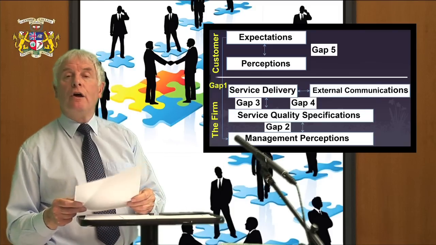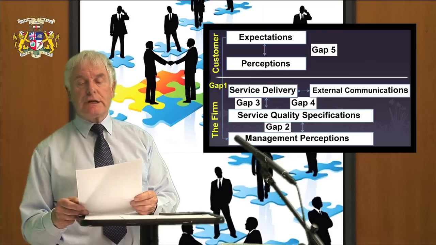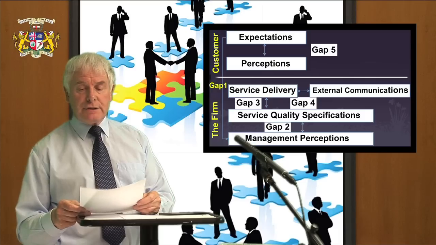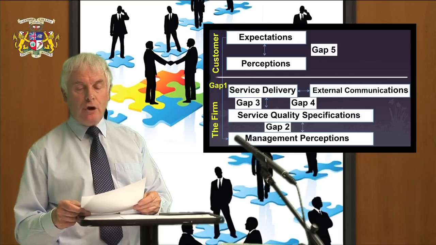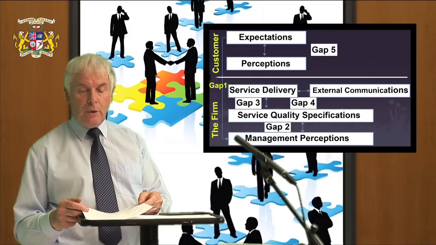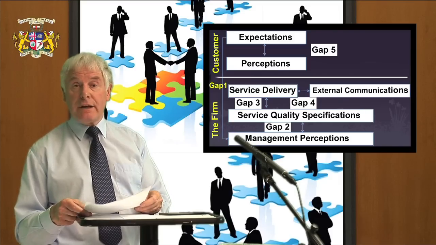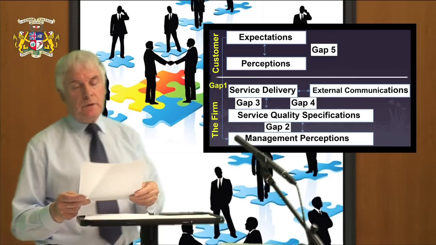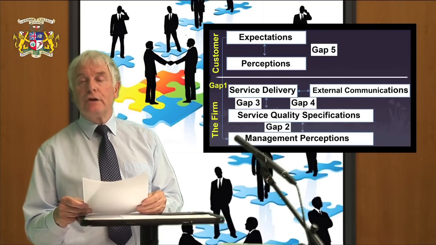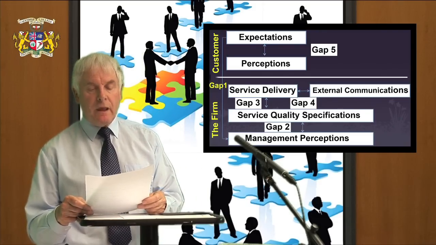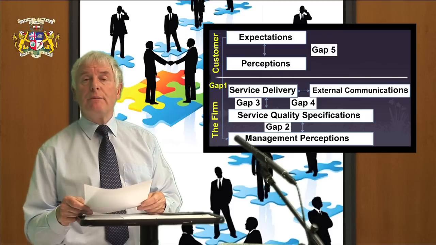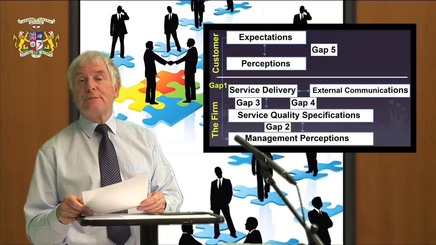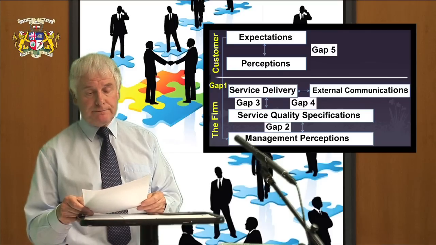Gap 3, the service quality specifications and service delivery gap. There are guidelines that may exist in a company, but contract employees may not be willing or able to perform to these specified standards. Gap 4, service delivery and external communications gap. This is the use of exaggerated promises or lack of information, and this will affect both expectations and perception.